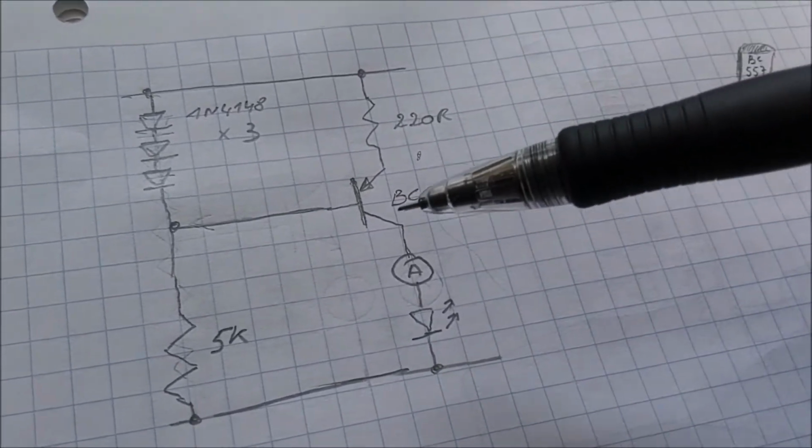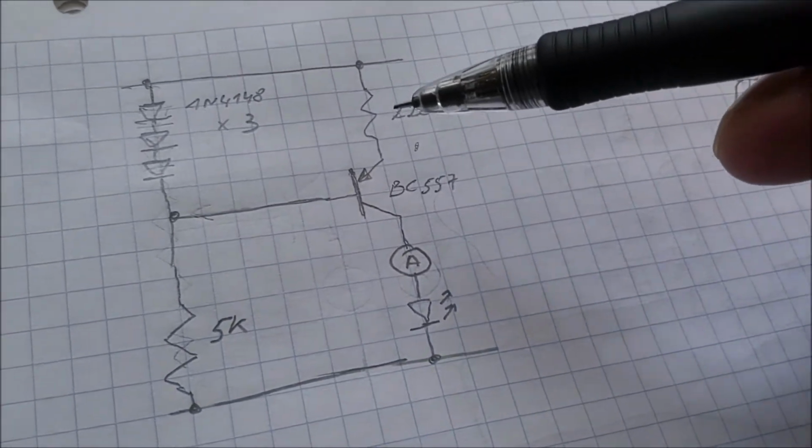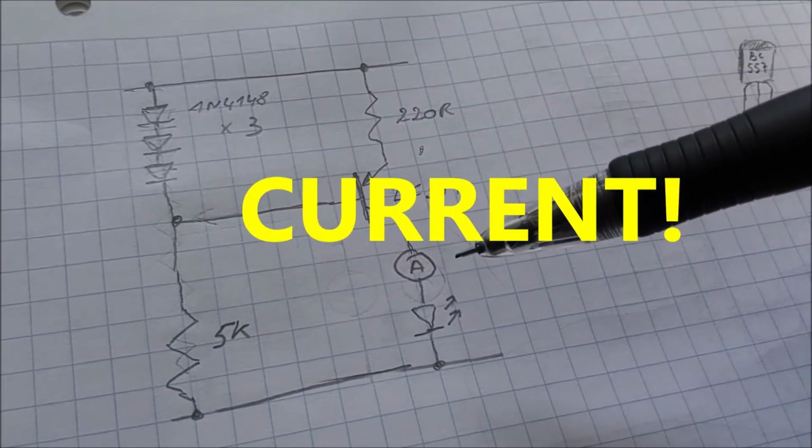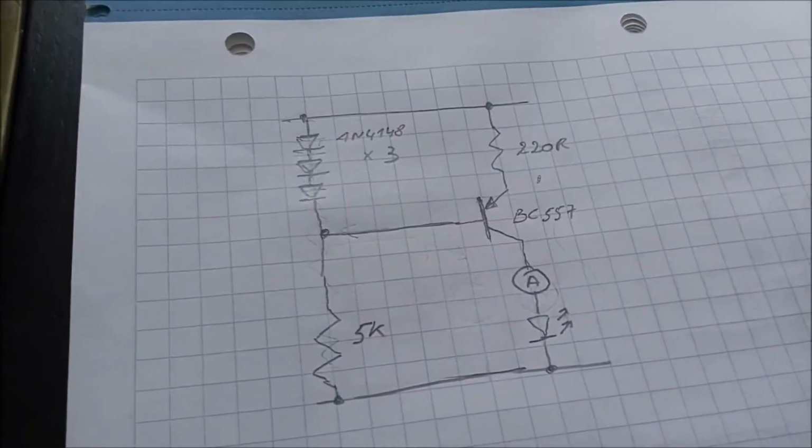So what we're trying to do is, by selecting a fixed voltage point here and a fixed resistor here, determine what current will be going through the collector and through the load. And let's go through the calculations.